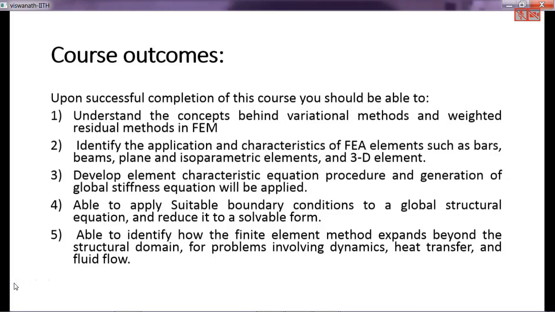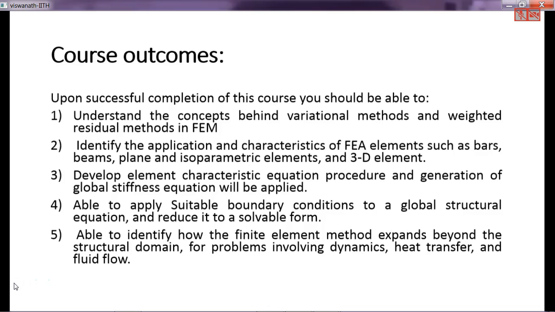The second thing is to identify the application and characteristics of finite elements such as bars, beams, plane, that means plane stress, plane strain, axisymmetric elements, both normal elements as well as isoparametric elements. If possible, we'll do 3D elements. 2D, as I said earlier, to 3D is a natural extension. It doesn't need many things to be dealt with. It's more or less the same.